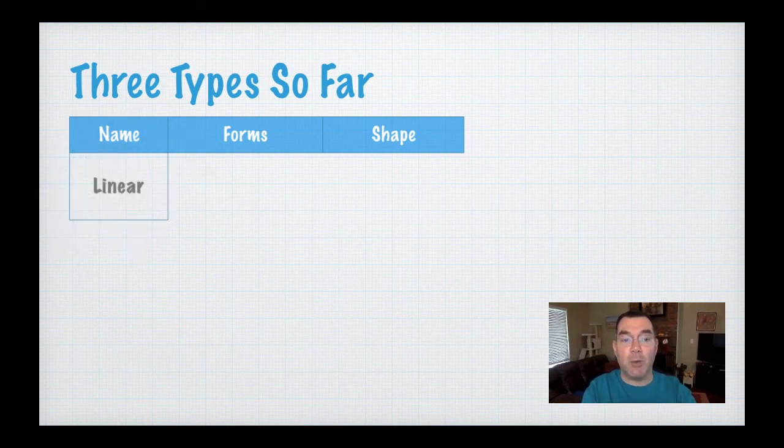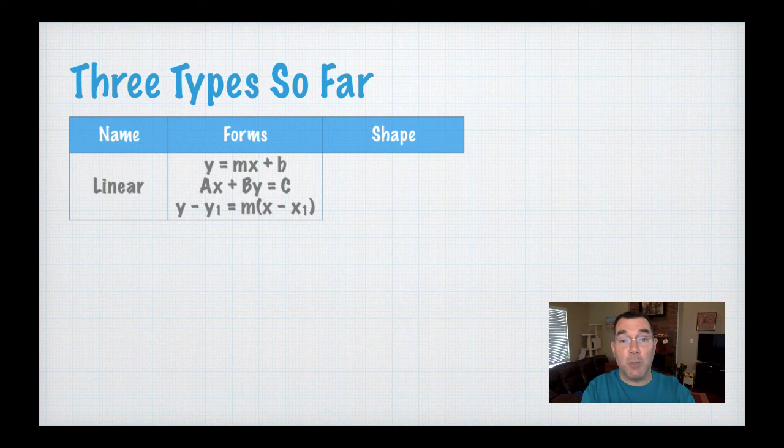The first one we talked about was linear functions. We spent a lot of time on that. And there were three forms. The first form was slope-intercept, and that's y equals mx plus b. The second form was standard, ax plus by equals c. And the last form is point-slope form, which is y minus y1 equals m times x minus x1. The shape of that is going to be some kind of line. It can go up and to the right, it can go down and to the right, it can be horizontal, or it can be vertical.